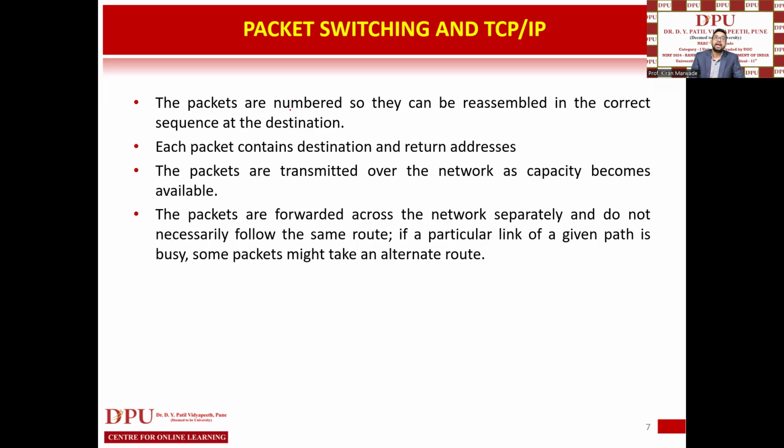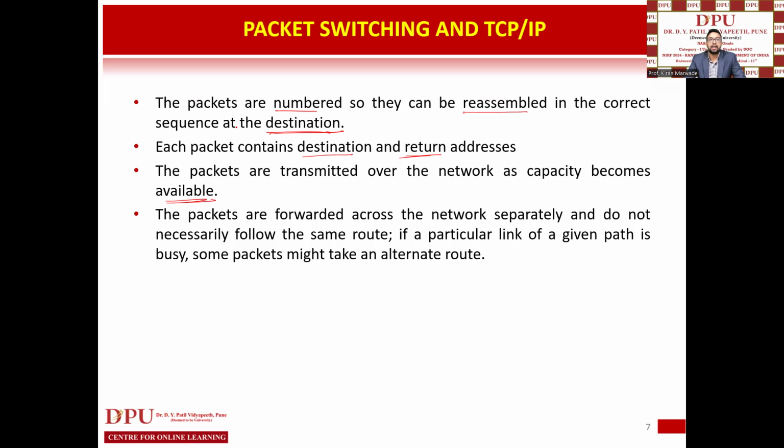The packets have numbers, so they can be reassembled in the correct sequence at the destination. Each packet contains a destination address and a return address as well, which means the receiver's address and the sender's address. The packets are transmitted over the network as capacity becomes available. It depends upon the capacity of the network how to transfer these different packets.